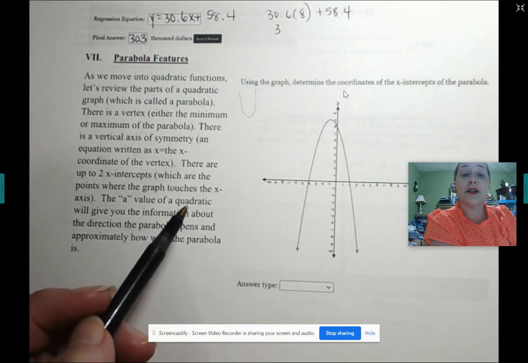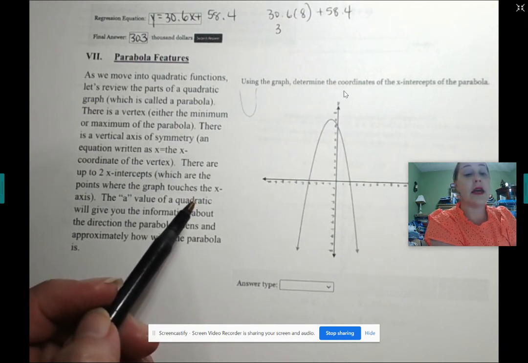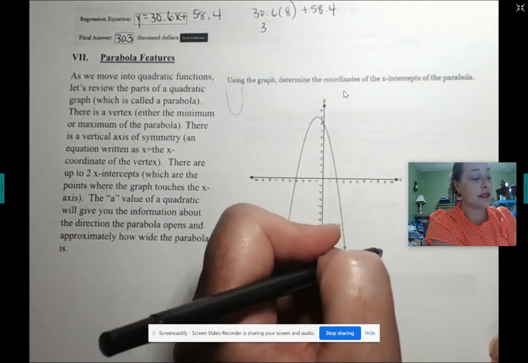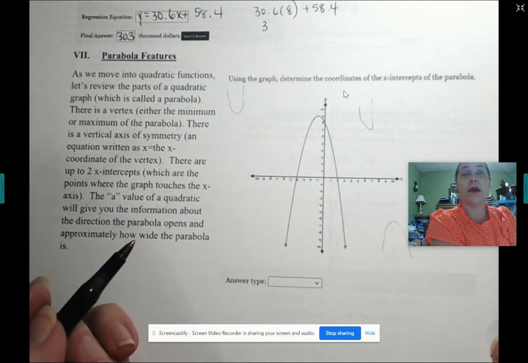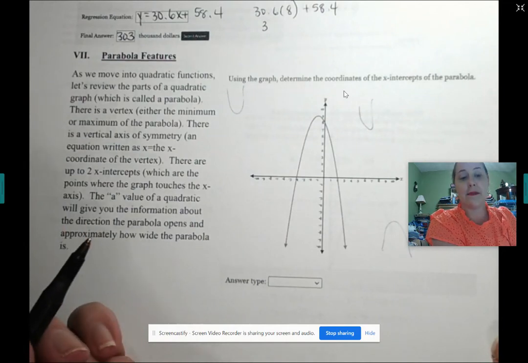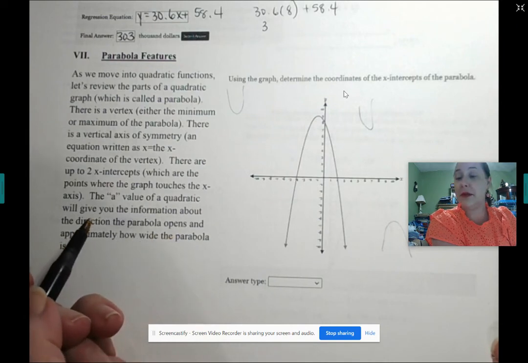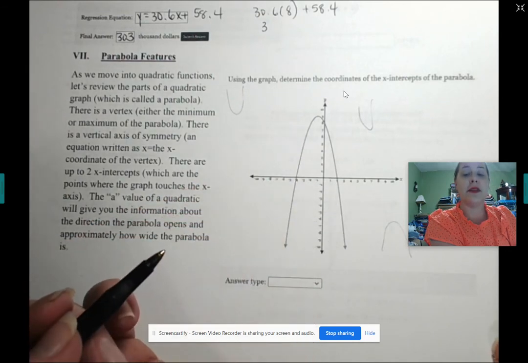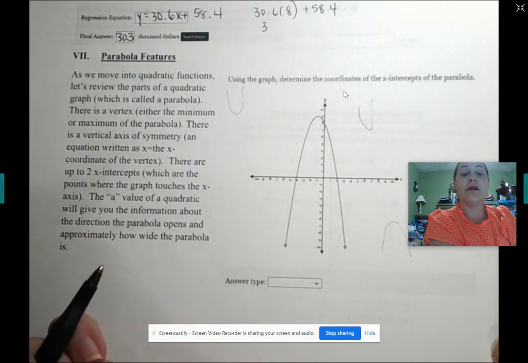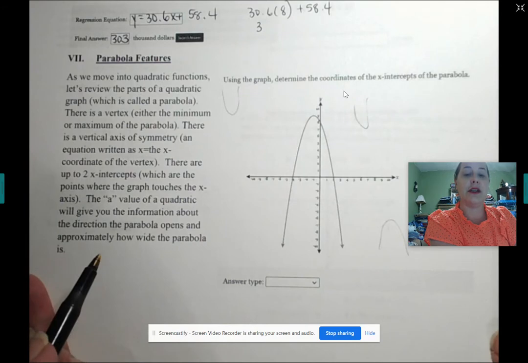There are up to 2 x-intercepts where a quadratic might cross the x-axis. It's not always going to cross 2 times. It may only touch 1 time. It could also never touch if it's one that's too low or too high. It may not have any x-intercepts at all. It will never have more than 2 when it's a quadratic. The a value of a quadratic will tell you the direction that the parabola is going. This one is a negative parabola, so I know the a value is negative. If this was positive, I would know that the a value was positive, and it also gives you an indication about the width.